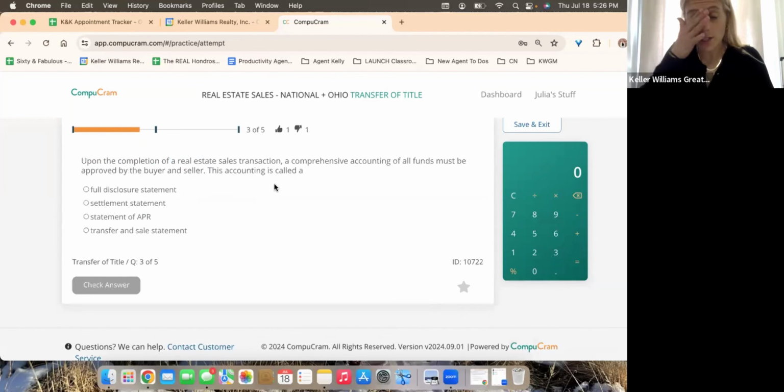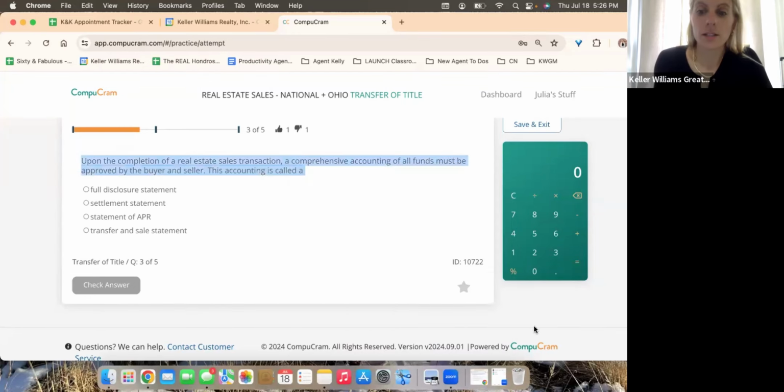Upon the completion of a real estate sales transaction, a comprehensive accounting of all funds must be approved by the buyer and seller. This accounting is called A, full disclosure statement, B, settlement statement, C, statement of APR, or D, transfer and sale statement. A similar question will probably be on your exam.